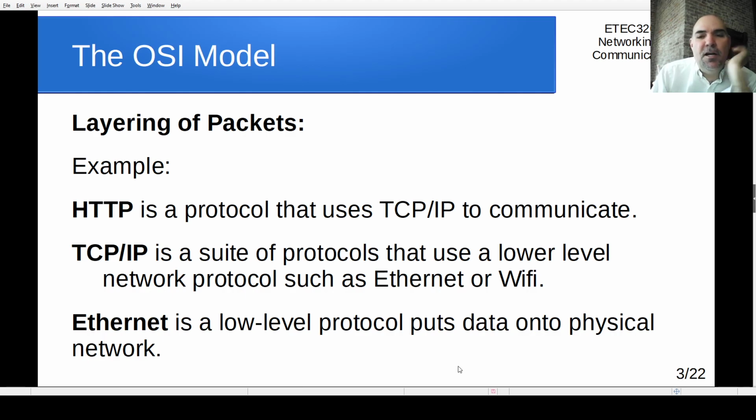Now, what we're going to talk about today in this OSI model is how it is organized that those work together. For example, you can't put an HTTP packet directly onto Ethernet. You also can't have HTTP exist without TCP/IP and without Ethernet at the low level. So why are they layered? How do they work together? How is it organized that it works that way?